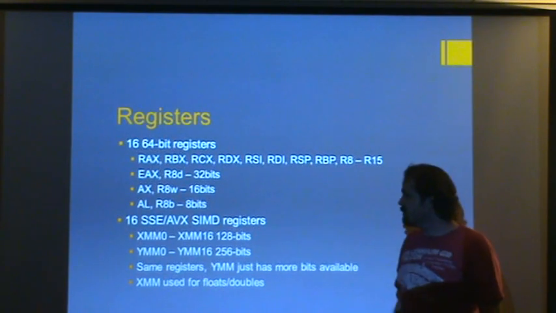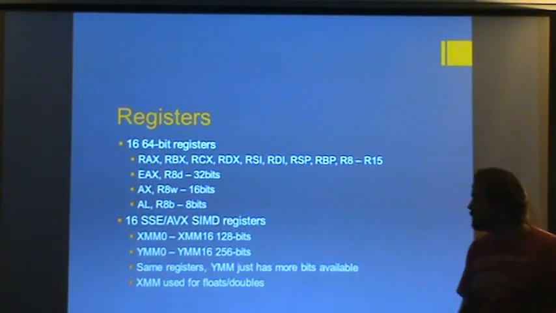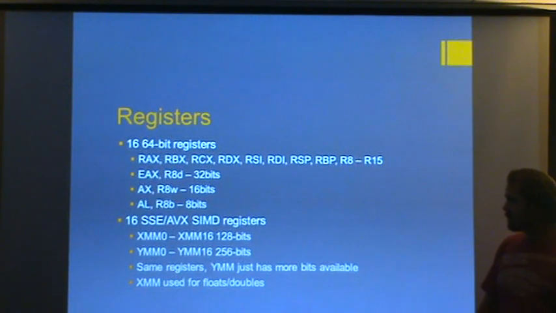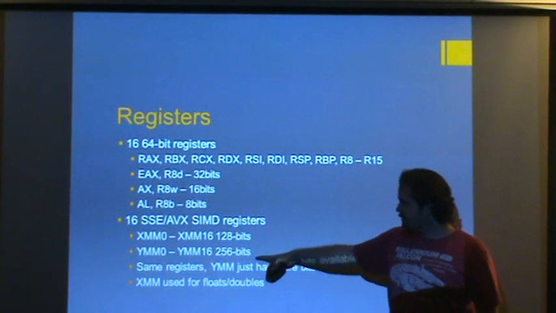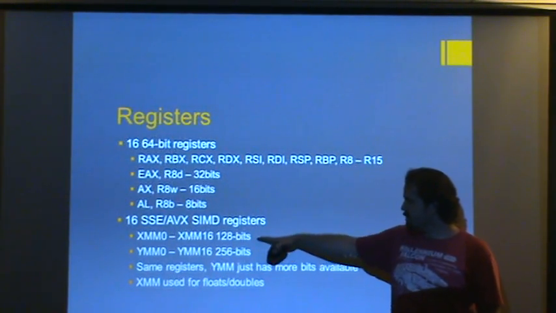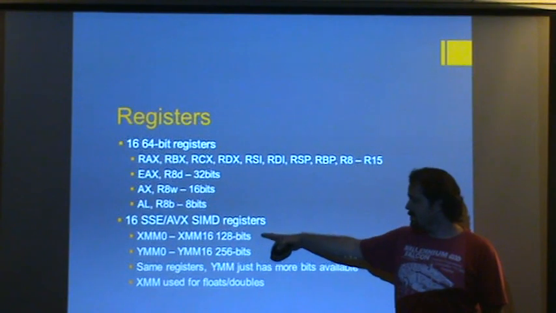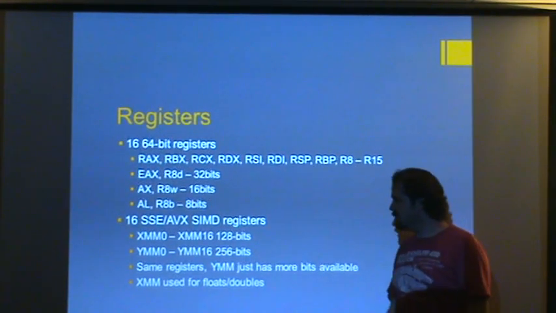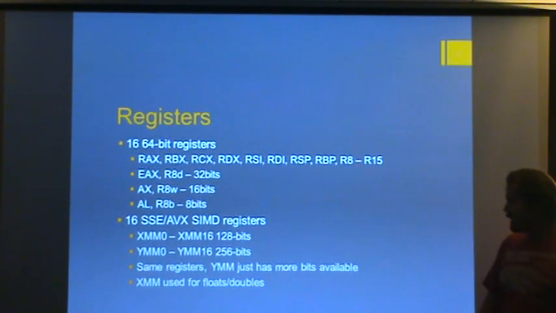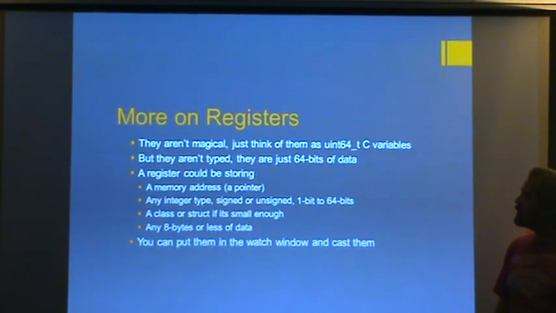Also, we have 16 SSE, AVX, or SIMD registers. On x64 these are used for floating point. It doesn't use the x87 floating point CPU or its register stack anymore. Both of these are actually the same register, just different ways of referring to it. When you refer to it as XMM0, you get the 128-bit version. YMM0 is the 256-bit version. And like I said, they're used for all the floats and doubles.